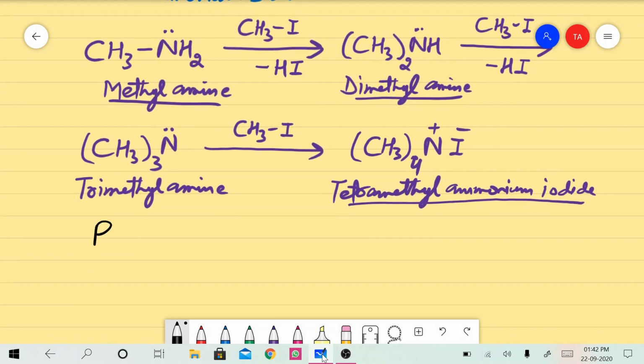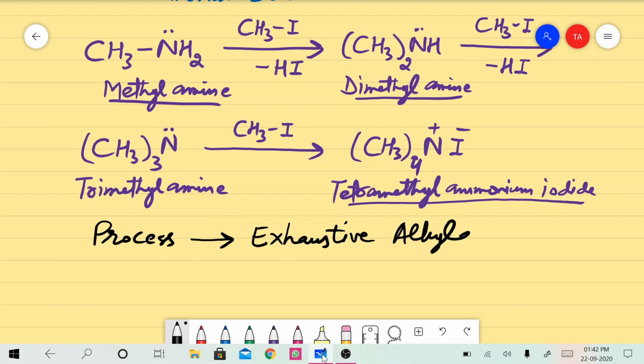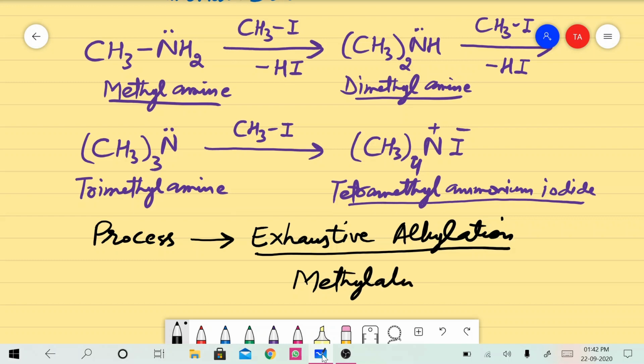This process, in which an amine forms a quaternary ammonium salt with alkyl halide, is called exhaustive alkylation. फॉर एग्जाम्पल, जो अभी हमने एग्जाम्पल की, इसको हम एग्जॉस्टिव मिथाइलेशन कह सकते हैं. When methyl iodide was used, the process can be called as exhaustive methylation.